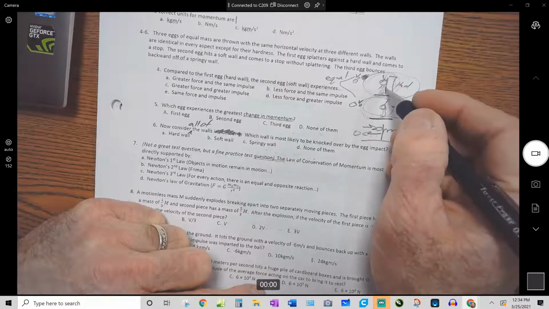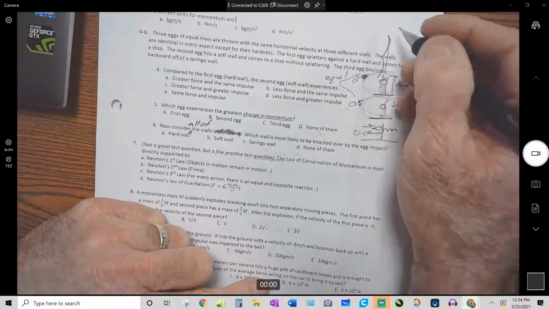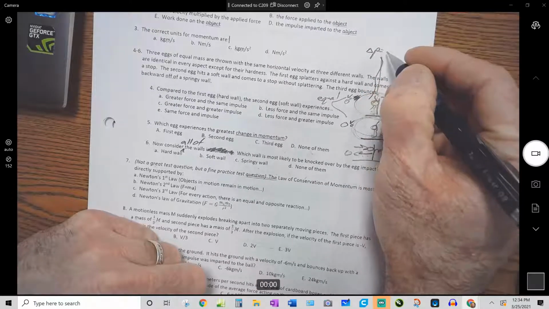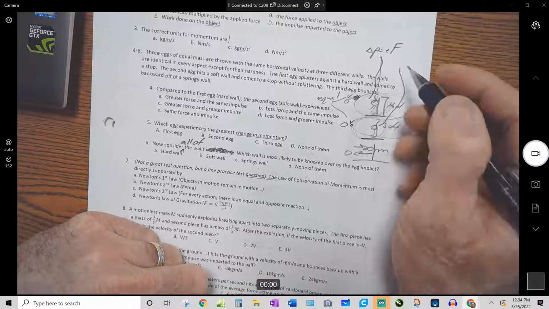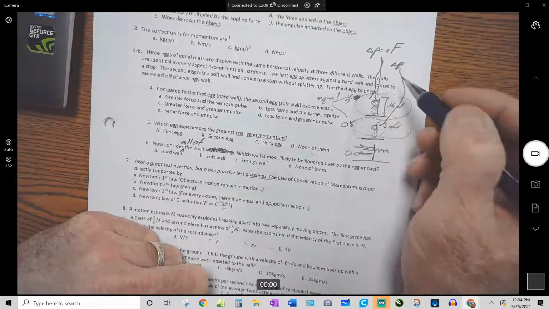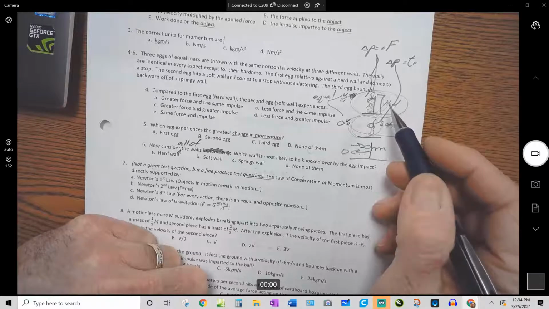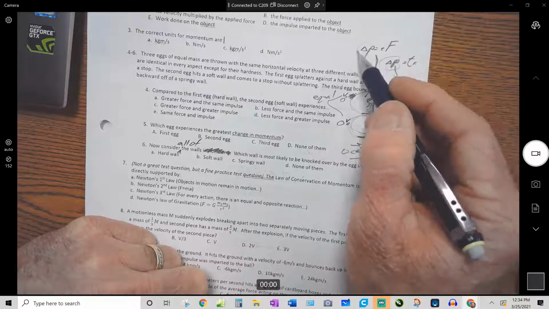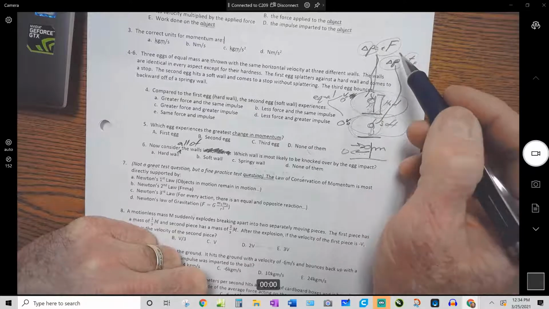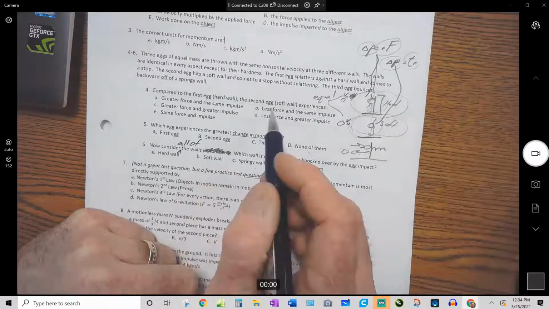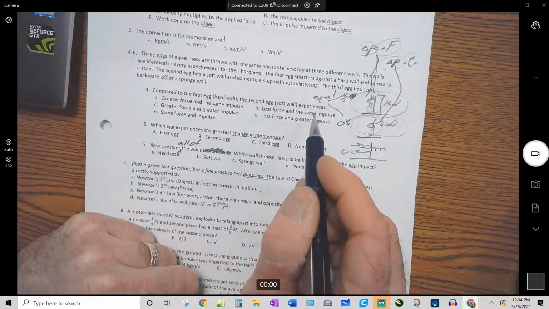But since it's really hard, this is going to come to an abrupt stop. So maybe for this one, it's going to look like this. Delta P equals little tiny time times a big force. And for this one, we're going to have the same change in momentum because it's going the same speed and then stopping. This is going to stop over a bigger time, so it's going to have a small force. So in both cases, the momentum change and the impulse, which is the product of these two numbers, is the same. But the difference is that the one with the hard wall has more force. So compared to the hard wall, the second one experiences less force and the same impulse.